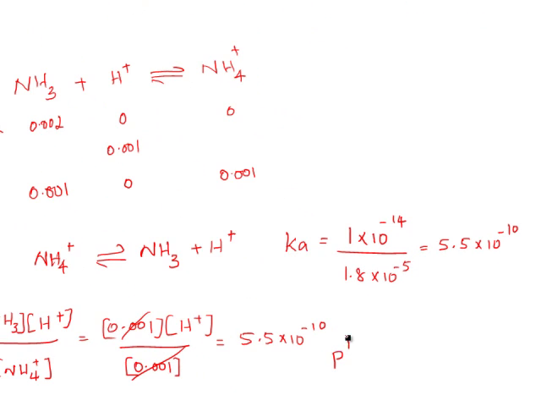So pH should be negative log of the number 5.5 into 10 to the power negative 10. 9.26? Okay, yeah, that's right.